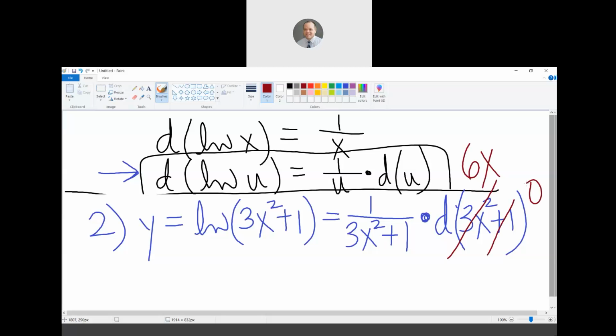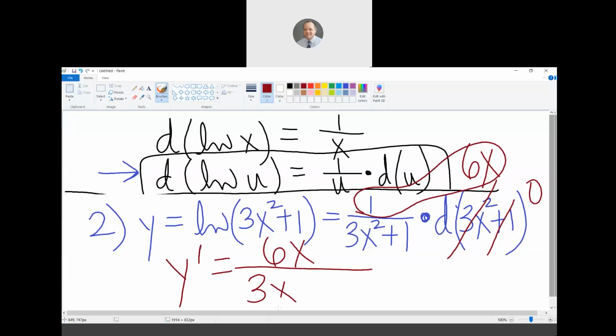Now, in this example, there's nothing we can cancel, although it looks like the 3x squared and the 6x can be simplified. We can't do any simplification here because that 3x squared plus 1 is an expression, so we can't break it up and cancel just part of it. So our final answer is still a fraction: 1 times 6x gives us 6x all over 3x squared plus 1.